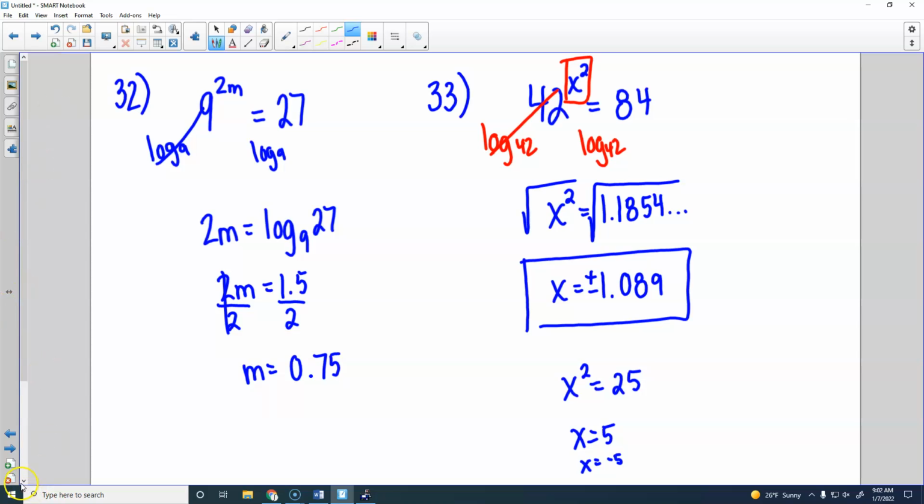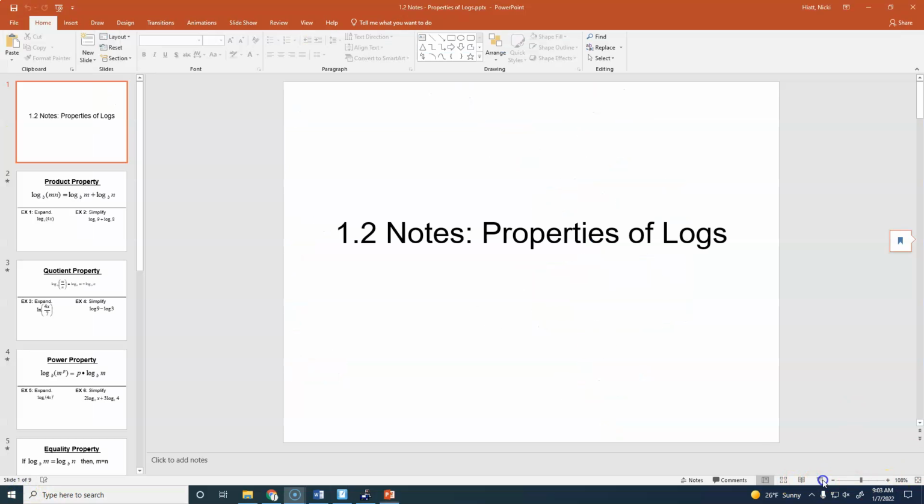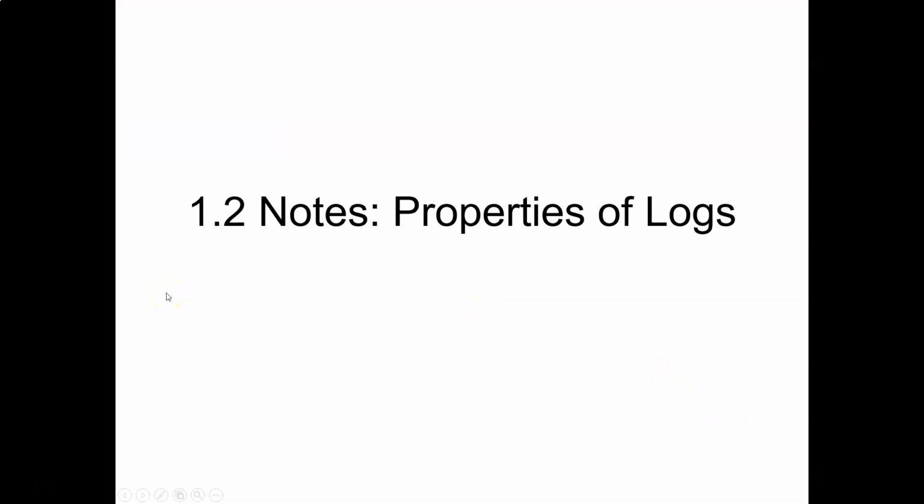All right, so today we are going to be looking at properties of logs. And these properties, we're mostly going to focus on expanding and condensing logarithmic expressions today. But that practice is going to be important for being able to solve logarithmic equations in the next section.